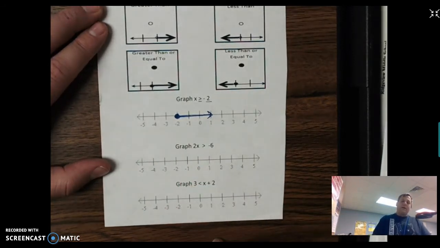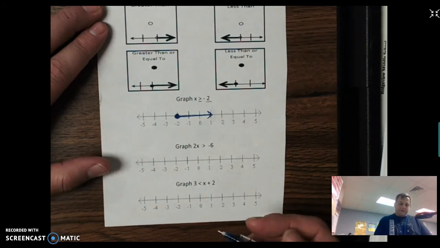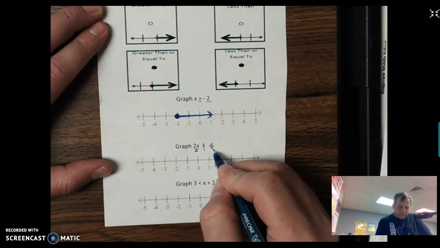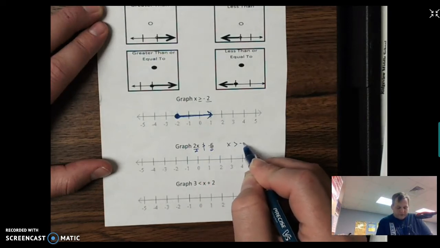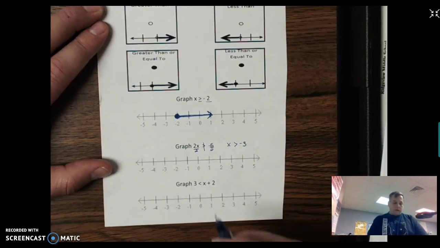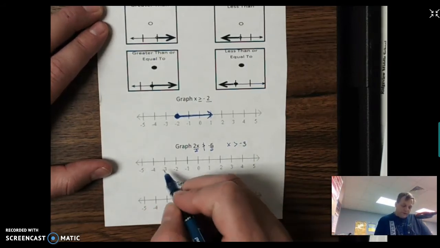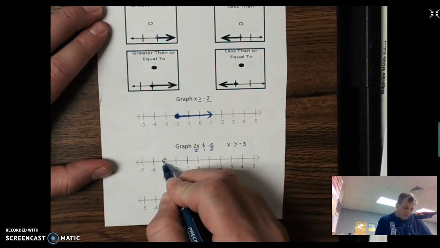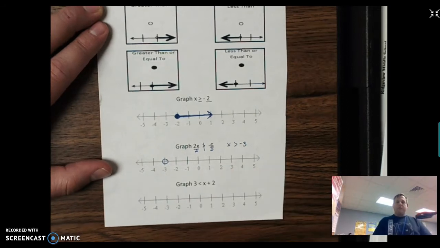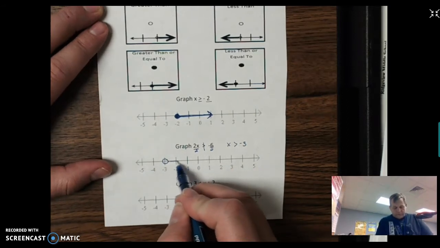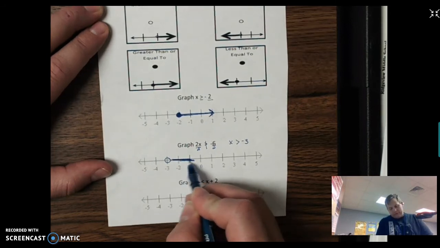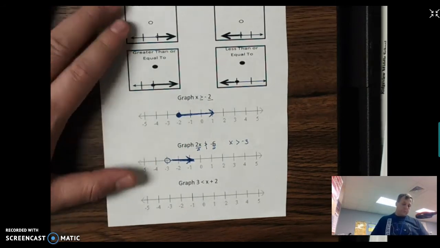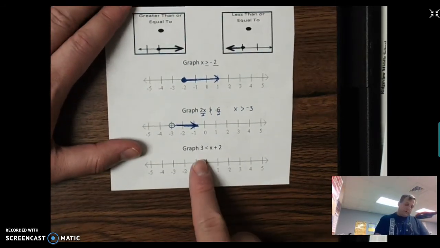2x is greater than -6. Well, first we need to get x by itself, because that's our goal. So we divide both sides by 2, and we get x is greater than -3. So I'm going to start at -3. This does not say it can be equal to, so I am going to have an open circle. It's still greater, so it's going to go to the right again, because that tells us it is greater than the number.